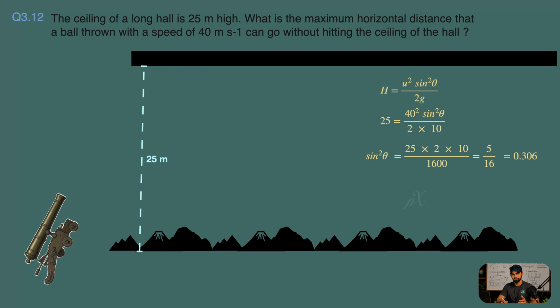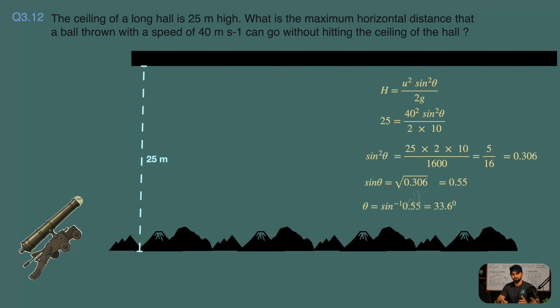0.306. Now, taking the square root of both sides, we get sine theta equals root of 0.306, which is approximately 0.55. Finally, theta equals sine inverse of 0.55, and that gives us 33.6 degrees. So here's the answer we've been looking for. If we launch the projectile at an angle of 33.6 degrees, it will travel the maximum possible horizontal distance without hitting the ceiling.